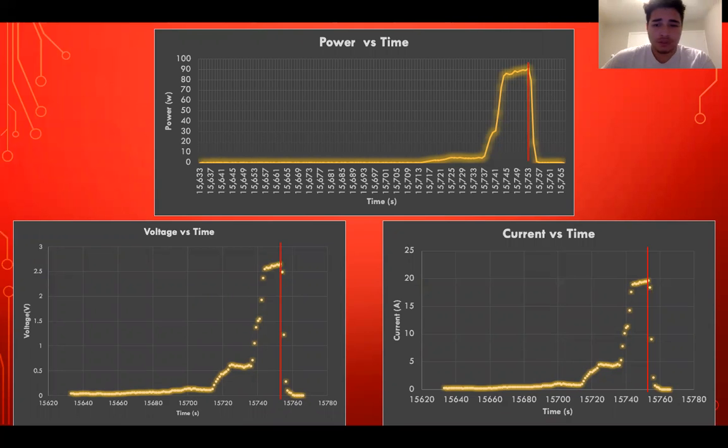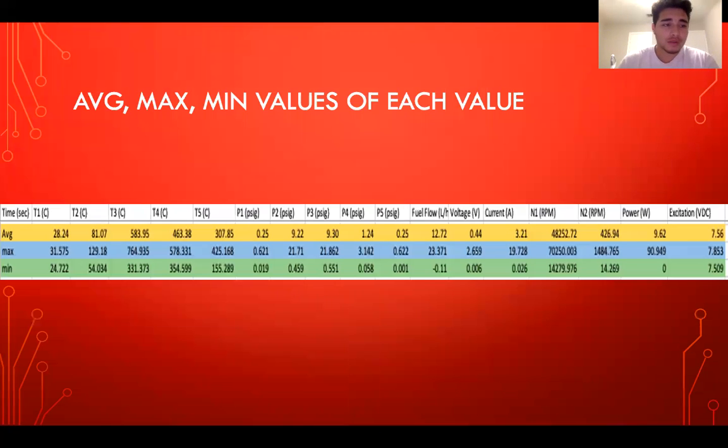And we can see our voltage and our current are roughly very similar in regards to time. And as well, the maximum voltage and current results in our maximum power, just because power is proportional to voltage and current. We know that square root of 3 times our voltage and current will give us our power. Here are the average, max, and min values of each value shown.